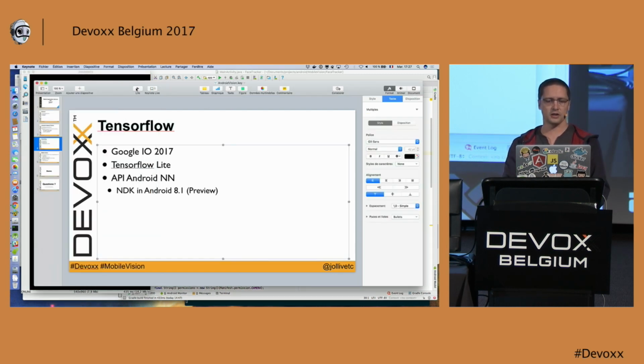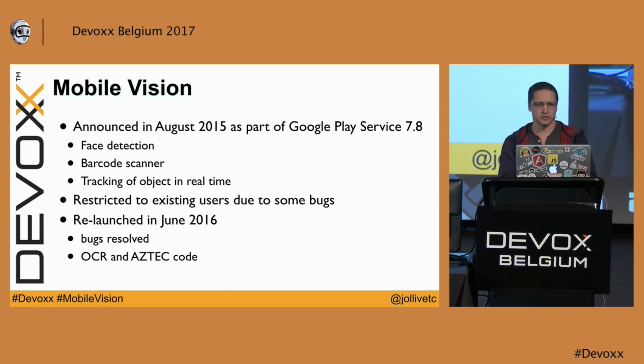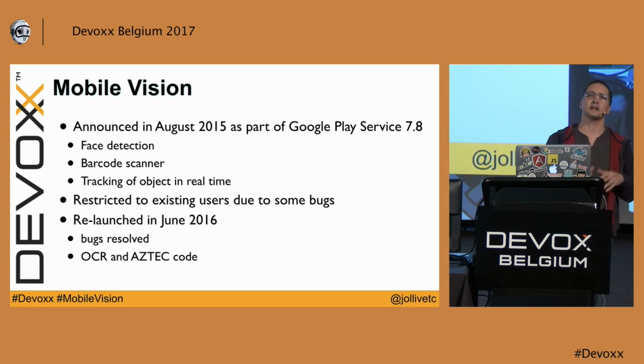So what we will speak of is mobile vision. Mobile vision was announced in August 2015 as part of the Google Play services. At the moment, it was able to do some face detection, some barcode scanning. It was also able to track objects. It was quickly restricted to existing users because there was some bug in the API. And they relaunched it in June 2016 with the bugs resolved. They added support for Aztec barcode, and they also added optical character recognition.